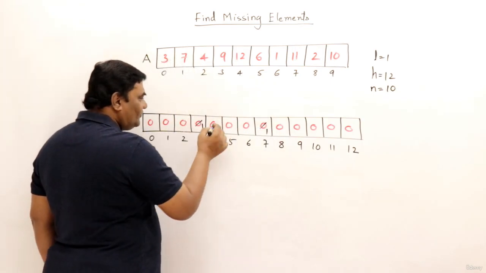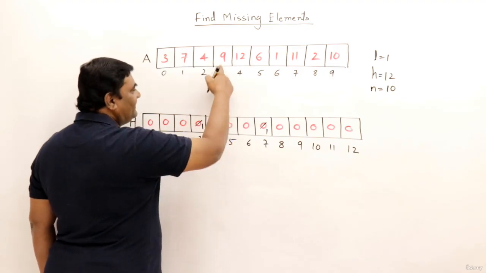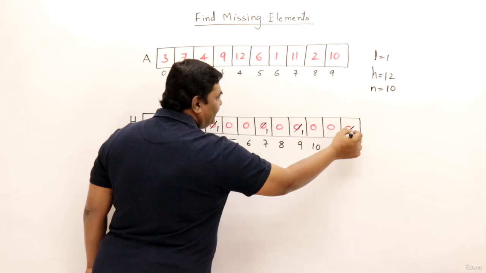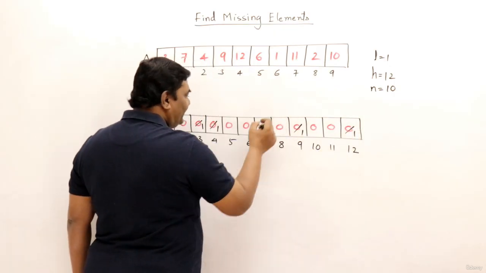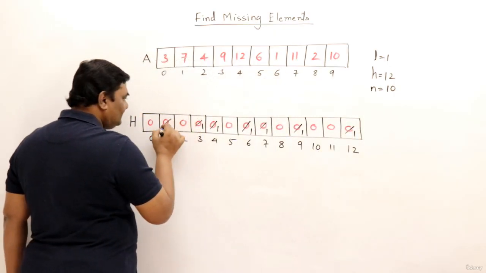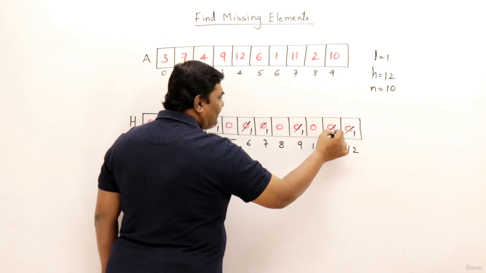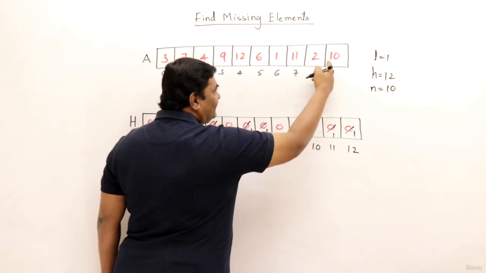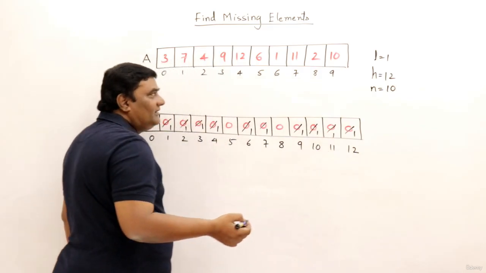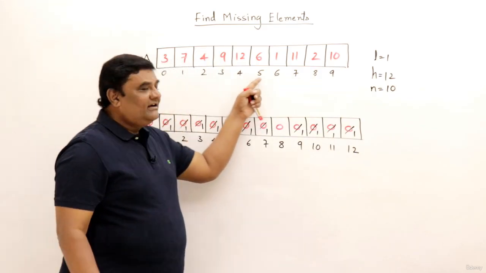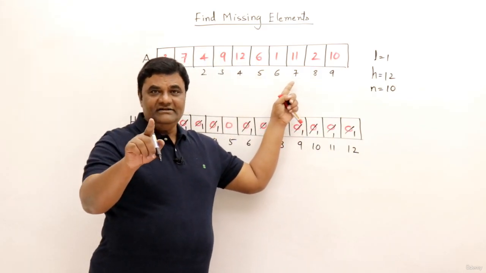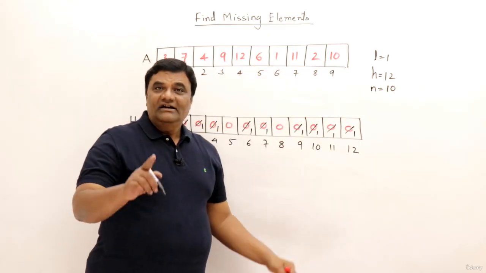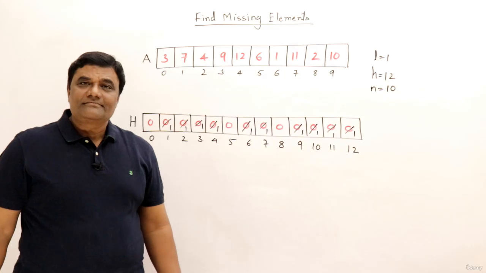Increment it. 4. Go to index 4, then increment it. 9. Go to index 9 and increment it. Go to index 12 and increment it. Then go to index 6. Same thing, 1, increment. 11, increment. Then 2, okay, increment. Then 10, increment. So I have scanned through this array, and for that particular element I have gone into the same index. Like for 11, I went into index 11 and incremented that value.